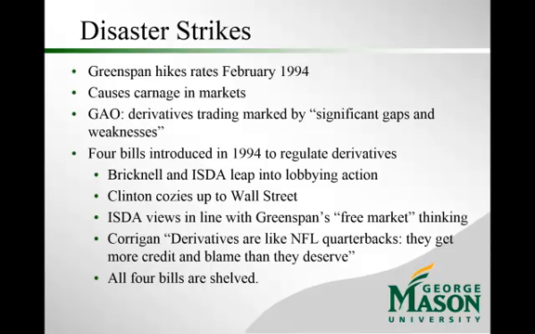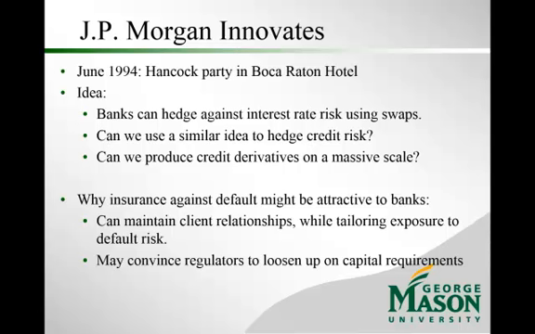But the ISDA and others leap into action. They lobby. Greenspan, as we know, is a free market thinker, an efficient market thinker, so he's not big into regulation. And then you had others say, derivatives are like NFL quarterbacks, they get more credit and blame than they deserve. And things calm down in the markets, right? We know from 94 to 99, the market takes off. And so there are no more shocks to the interest rate market, and things just subside, and these bills are shelved, and derivatives don't get regulated.